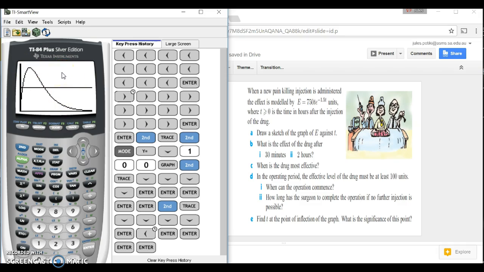You've got a bit of an idea now about how to use the calculator to graph functions, how to set the view window, how to find values, both x and y values, and find local max or min.